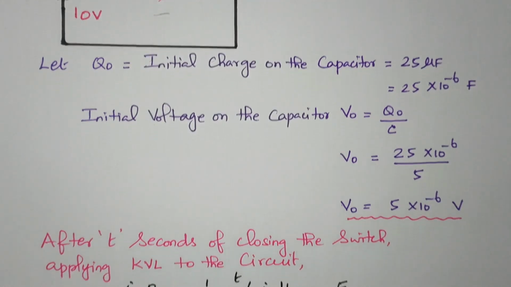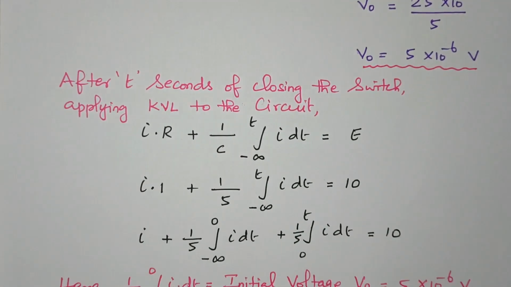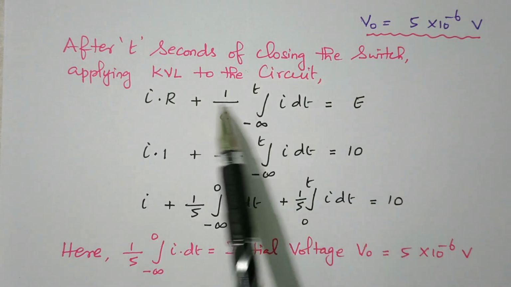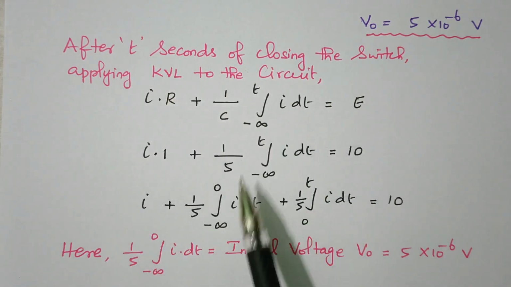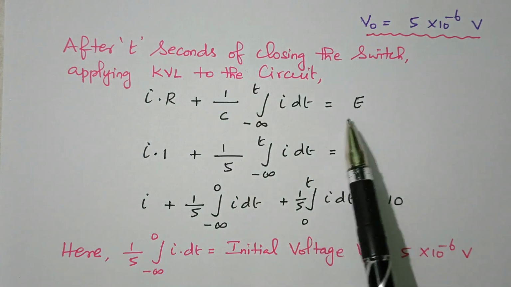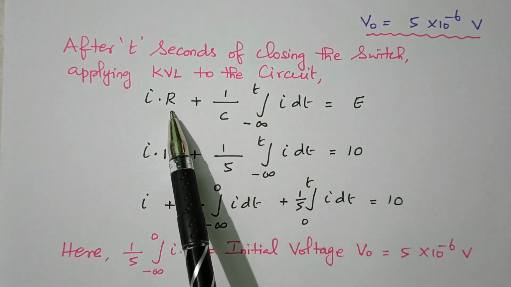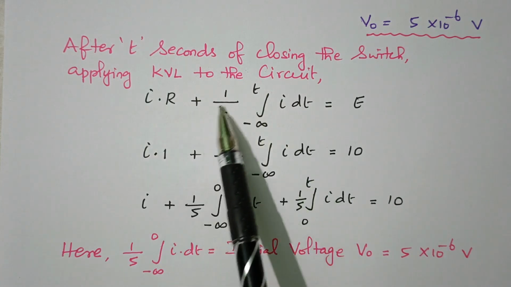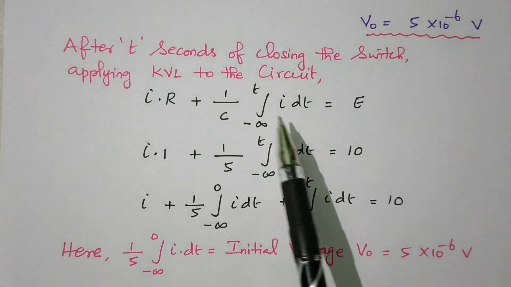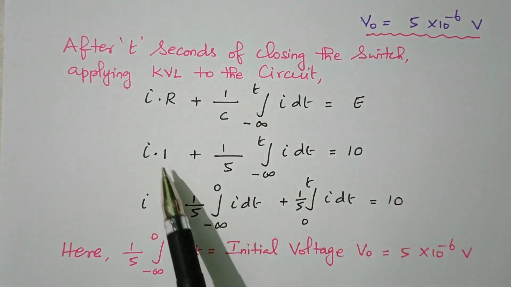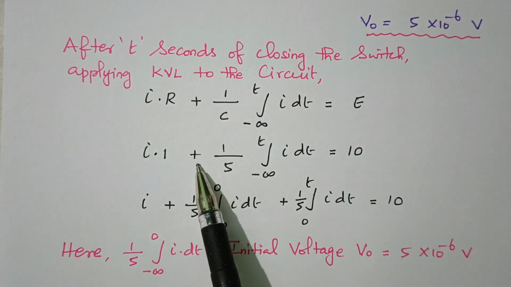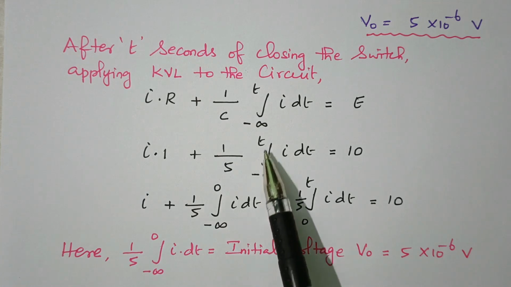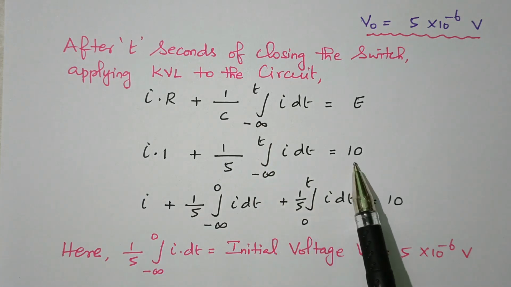Now we'll go to Kirchhoff's voltage law, KVL. After t seconds of closing the switch, apply Kirchhoff's voltage law to the circuit. We already discussed voltage rise equals voltage drop: voltage drop across the resistor plus voltage drop across the capacitor. i into R plus 1 by C integral from minus infinity to t of i dt equals E. i into R, the R value is 1, plus 1 by C, the C value is 5 farad, integral from minus infinity to t of i dt equals 10. E value is 10.